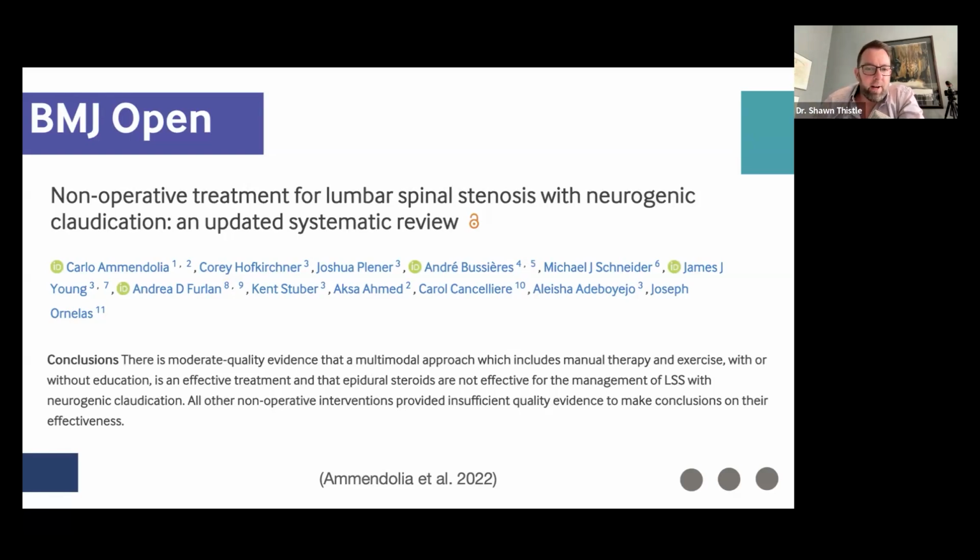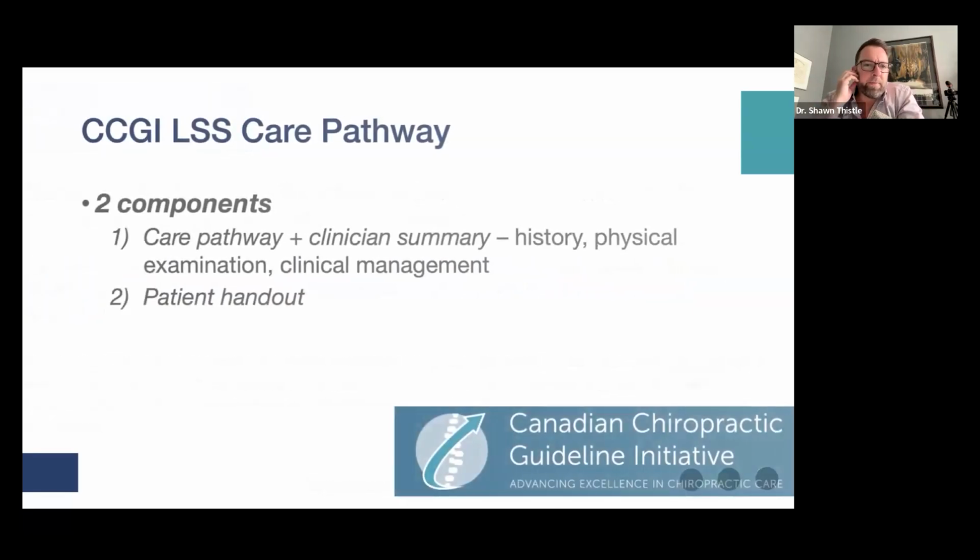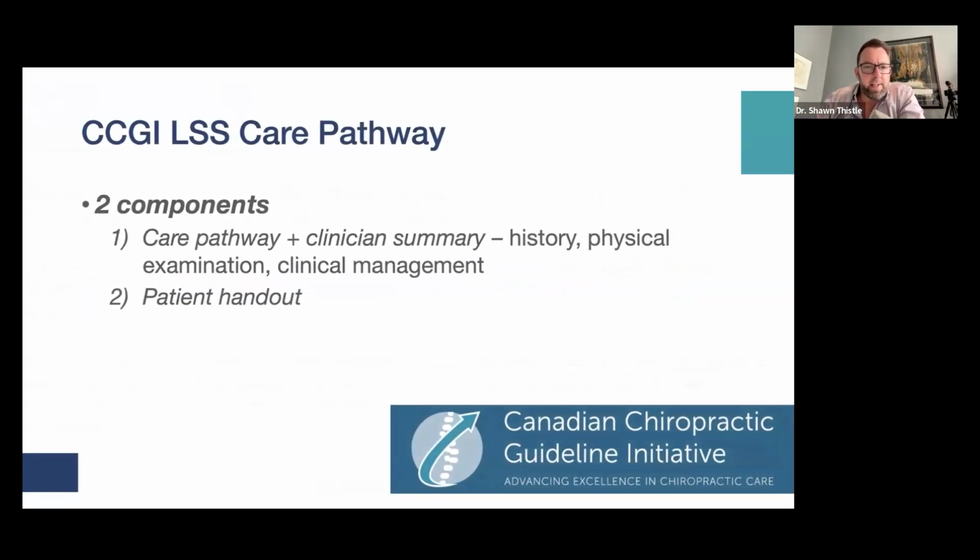I'll point out my friend and colleagues here, Kent Stuber's on this paper as well, Carol Kenslier, classmate of mine. I'll talk about her treatment algorithm for this in a moment via the CCGI. You'll see James Young on there. I mentioned his PhD project before. And Mike Schneider, chiropractor who's heading up the new chiropractic program at the University of Pittsburgh. In case you didn't know, that's probably the biggest story in our profession in the last year. First publicly funded university in the United States to integrate a chiropractic program on their campus.